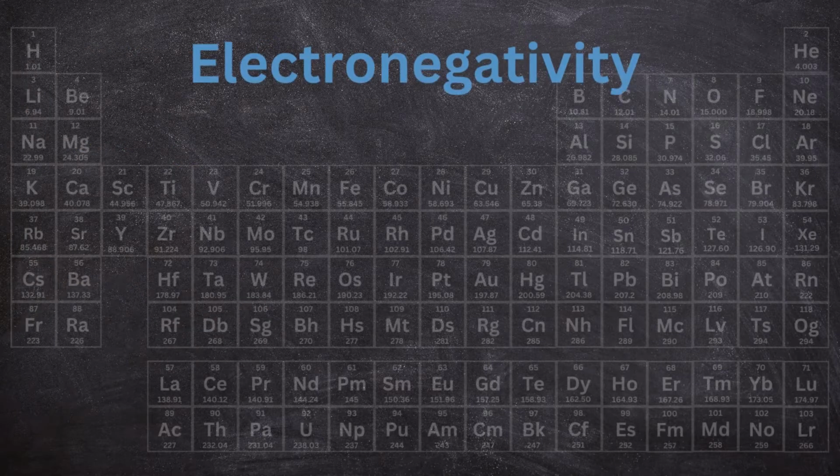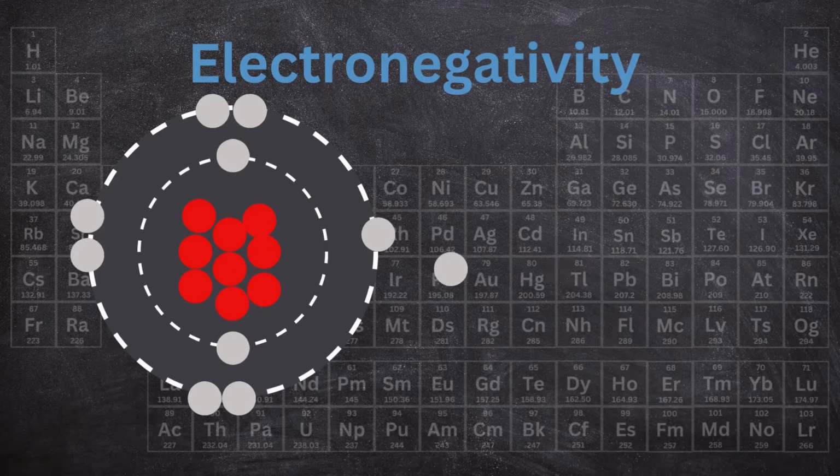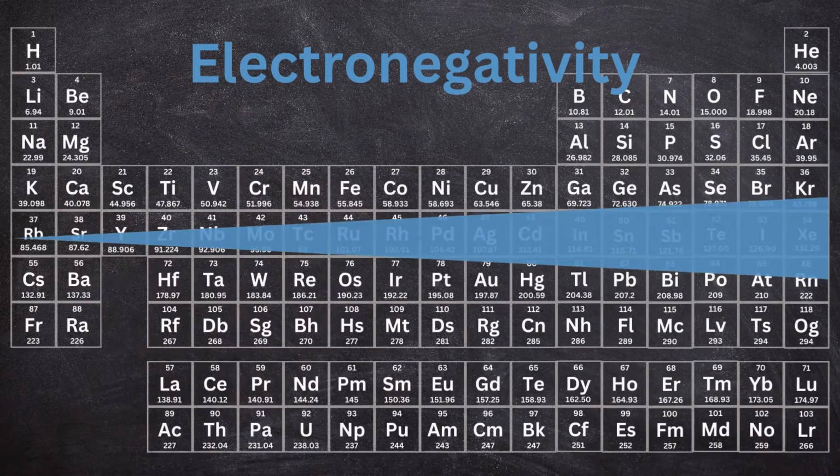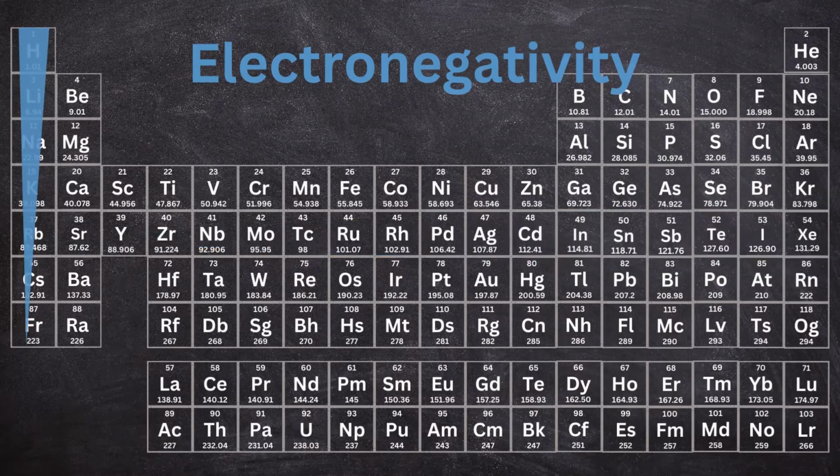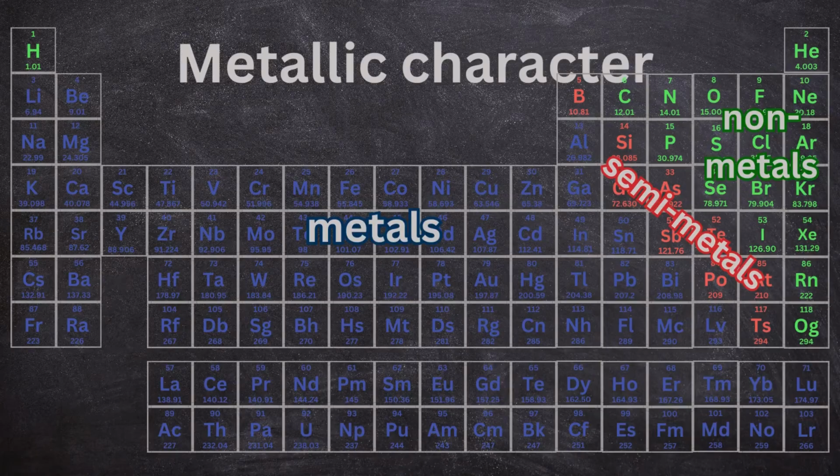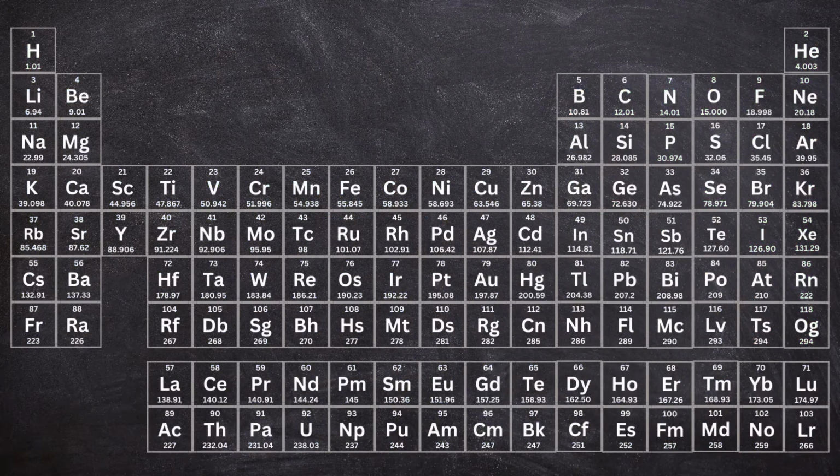Another trend is electronegativity, which refers to the tendency of an atom to attract electrons to itself in a chemical bond. Electronegativity increases as you move from left to right across a period and decreases as you move down a group. Another trend is that as we move from left to right across a period, we move from metals to semi-metals to nonmetals. The groups are numbered from left to right.